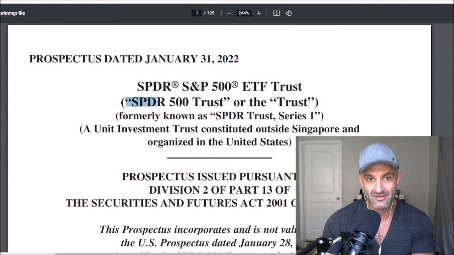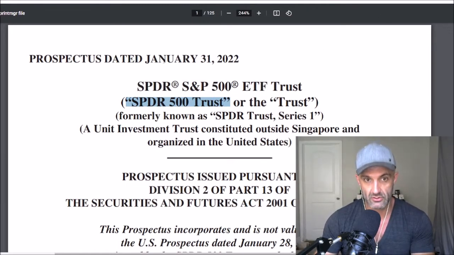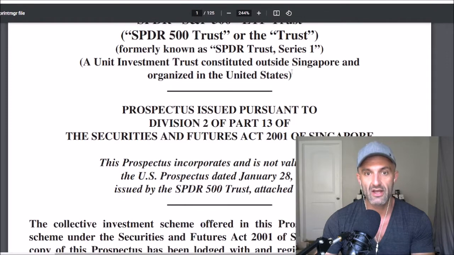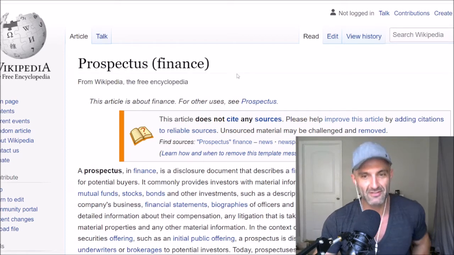The SPDR 500 trust. What is this thing going to do? How does it operate? Who's involved, all of the details. Why is this an issue? How is this solving this problem, right? So this is what a traditional, this was released this year in legacy, right? A unit investment trust constituted outside Singapore and organized in the United States, right? So a lot of times you can use these things to get around regulations, but it's kind of what's happening in crypto right now. You can get around regulations by doing that, right?